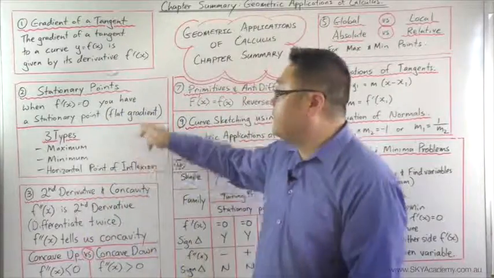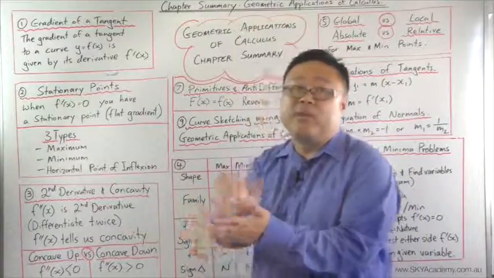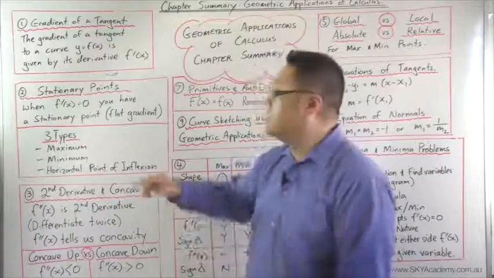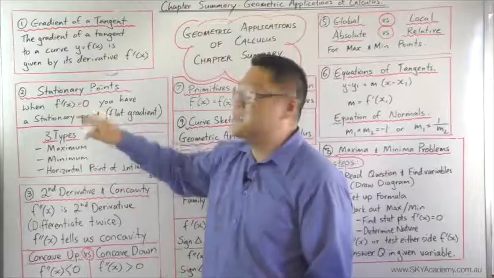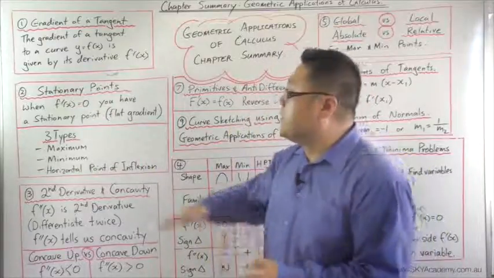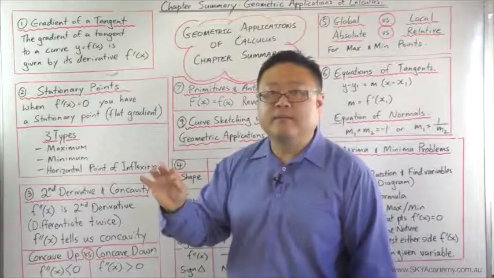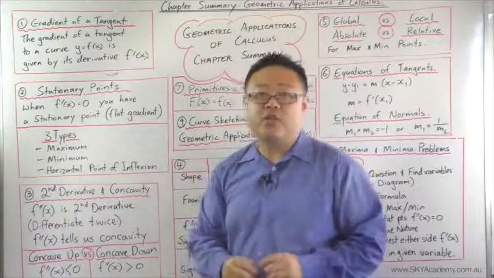Okay, so you've got a flat gradient, which means that the gradient will be equal to what value? Yeah, the gradient will be equal to 0. In other words, f dash of x, which represents the gradient, will be equal to 0 as well. So in other words, that is how you find stationary points. The next thing that we have to do is determine the nature of the stationary points.